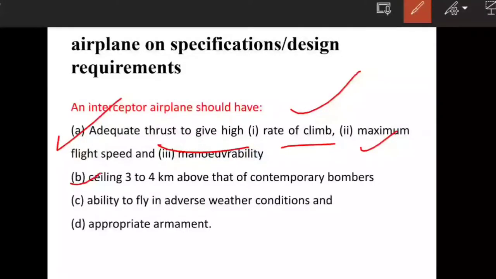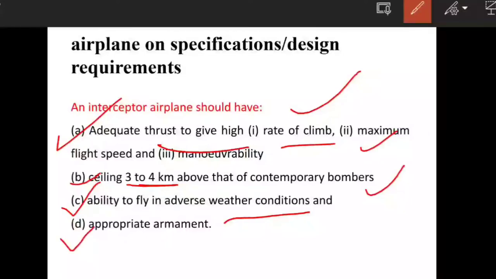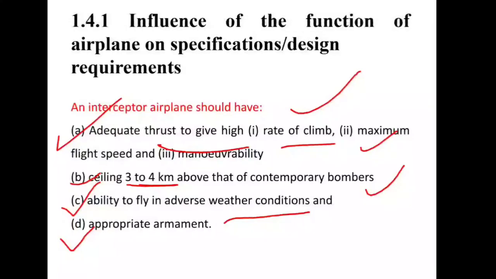In this case, the ceiling requirement is 3 to 4 kilometers above that of contemporary bombers. This is mandatory, guys. If you read about interceptor airplanes, you can find this out. Then the ability to fly in adverse weather conditions is also a required point for this category of airplane. And the last one is appropriate armament. So this is about the influence of the function of the airplane on specification and design. Here we saw the three types of airplane and all the points related to the influence of function.